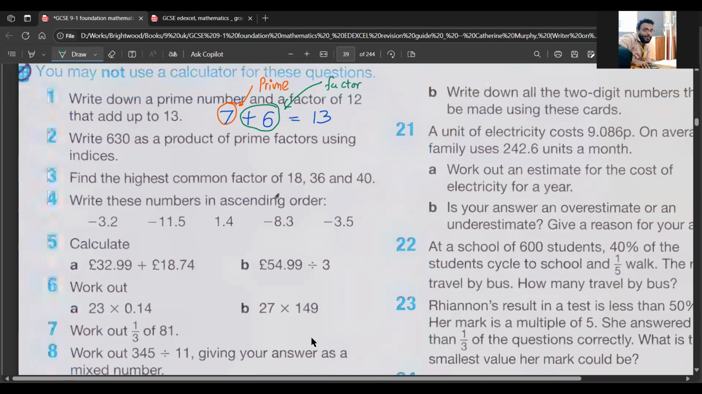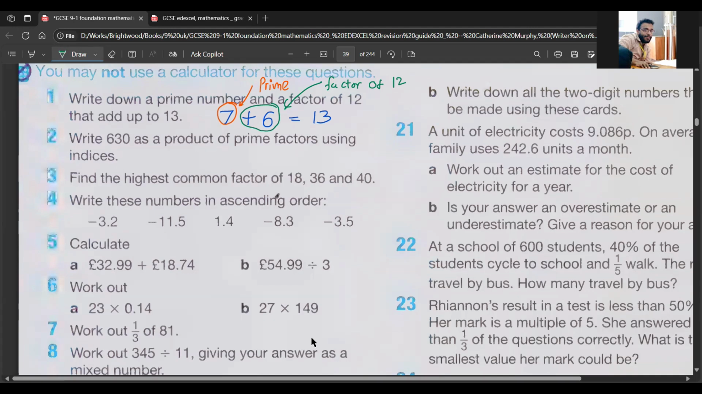Yes, sir. We take 7 and 6, a factor of 12. Is that clear? You have to think something through. That's the thinking method.